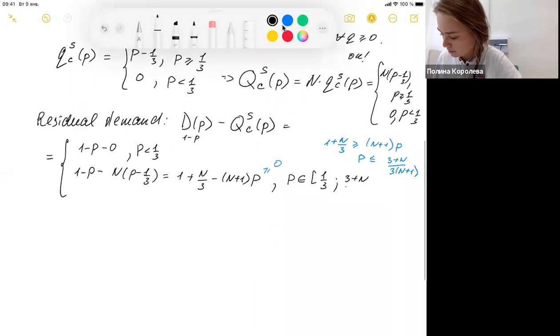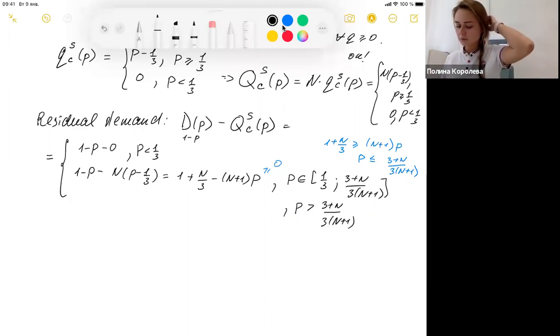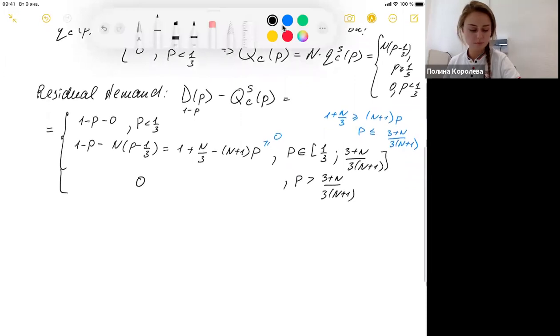3 plus n over 3n plus 1. Then, if prices are very high, what do we have? We will not have demand. So nobody will demand in the market if prices are super high. So residual demand will be equal to 0. Okay, guys, please, any questions about residual demand?